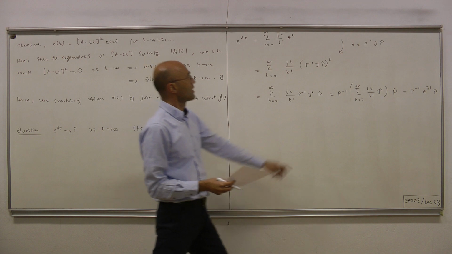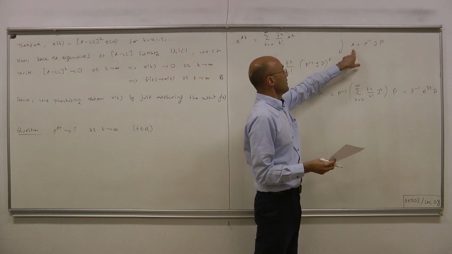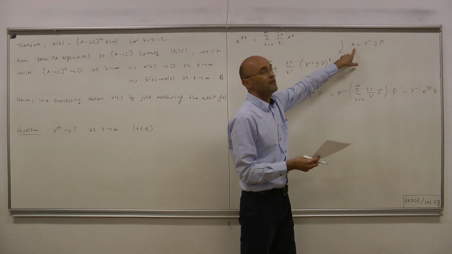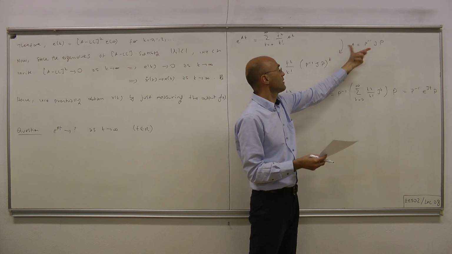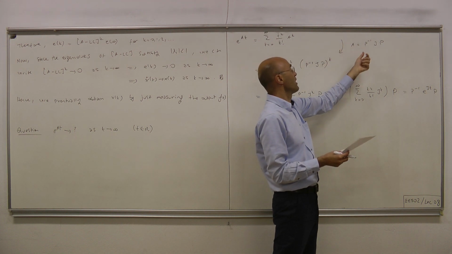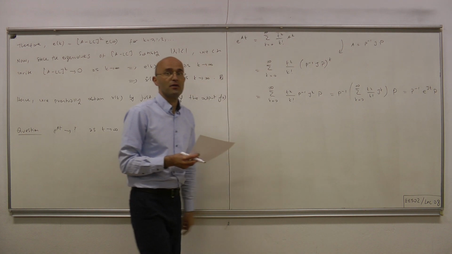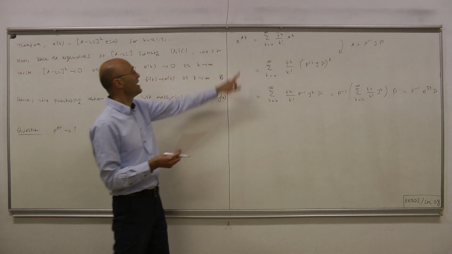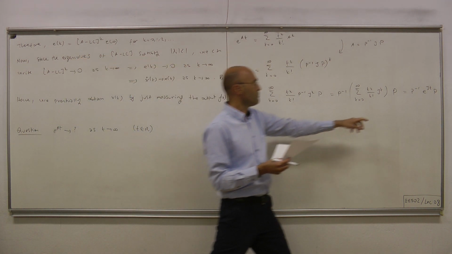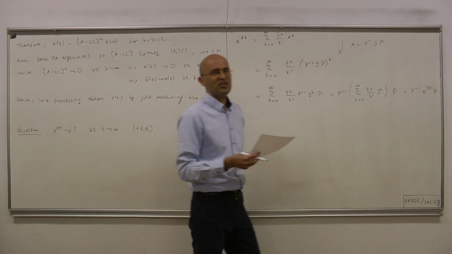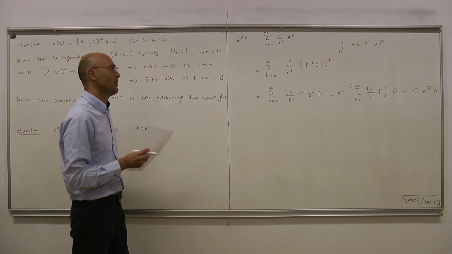Therefore, if J is the Jordan form of A, where the two matrices are linked to one another through that transformation matrix P, then e to the At must equal P inverse times the matrix exponential corresponding to the Jordan form times P.